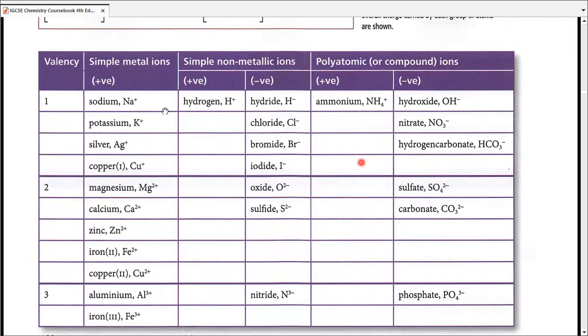So simple metal ions, usually all the metals are positive. Hydrogen is the only non-metal that can form a positive ion. Usually all the non-metals are negative. Hydrogen is again unique and can still form a negative ion. There is only one positive polyatomic ion, ammonium. And if you count all of these, you're going to end up counting six negative ions. So hydroxide, OH negative, nitrate, NO3 negative, hydrogen carbonate, HCO3 negative, sulfate, SO4 negative 2, carbonate, CO3 negative 2, and phosphate, PO4 negative 3. So since there are a total of just seven polyatomic ions, they're easy to remember.